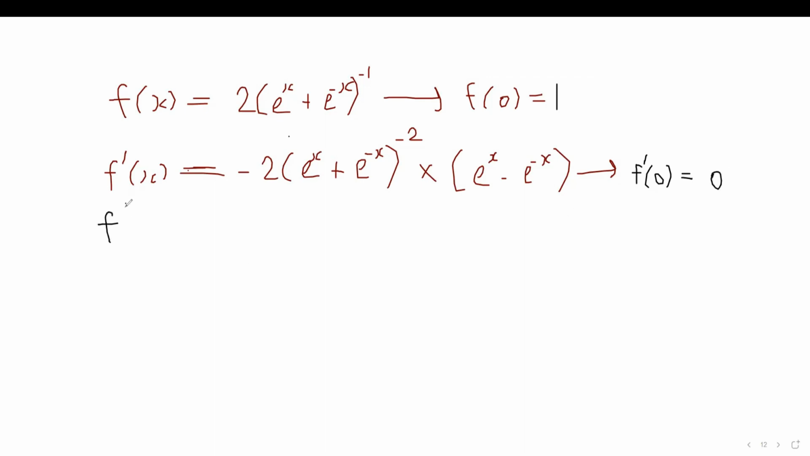Now we need f double prime. f double prime of x. Now we're going to have to use the product rule to differentiate this. So keep the first, minus 2 times e to the x plus e to the minus x, to the negative 3 now. Keep the first times the derivative of the second. We differentiate this, what do we get now? We get e to the x, plus e to the minus x.